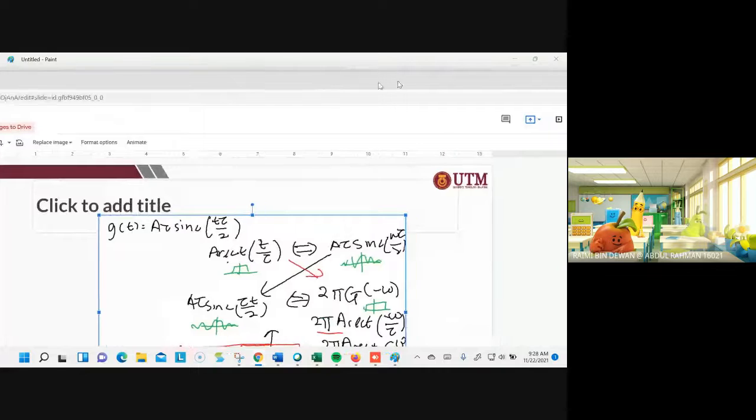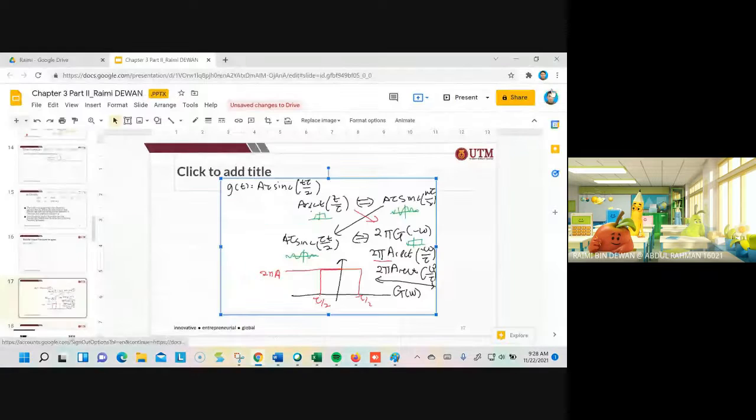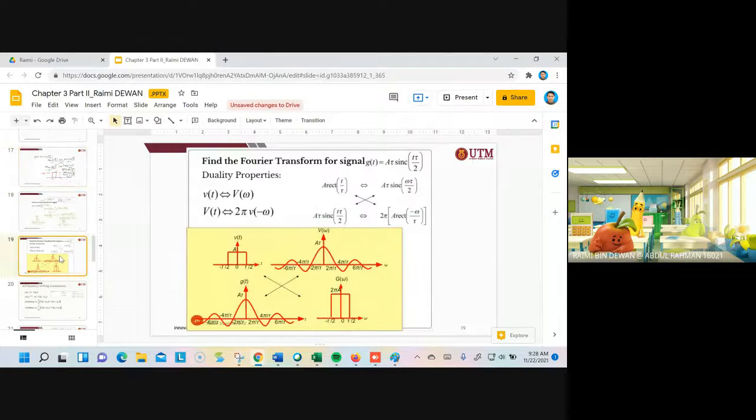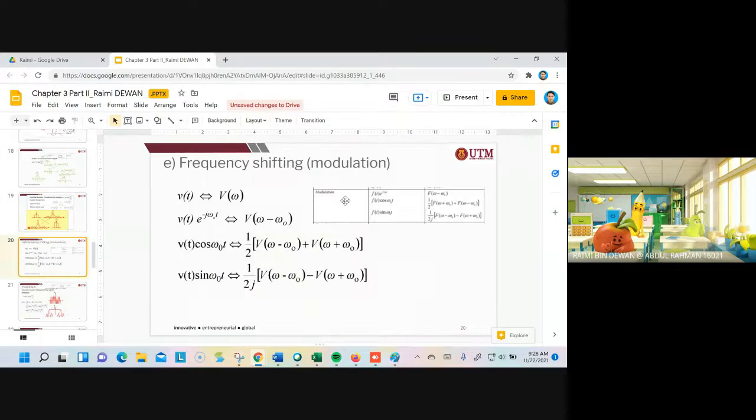So I put into my slide, but you have to write on your slide somewhere, because the slide is already given to you before the class. Next, find the Fourier transform. Oh, it's given, so you guys can see yourself, because I already explained. Now, frequency shifting is what I explained just now.